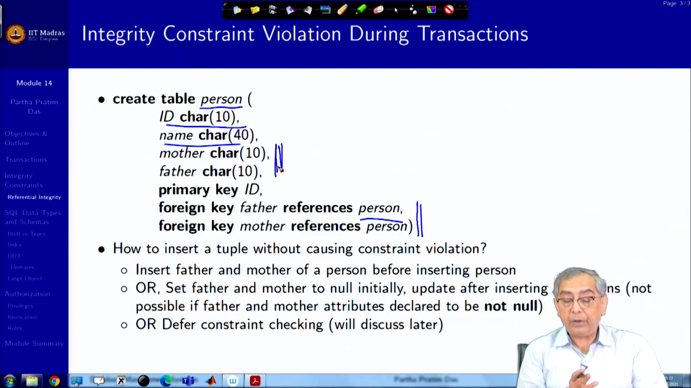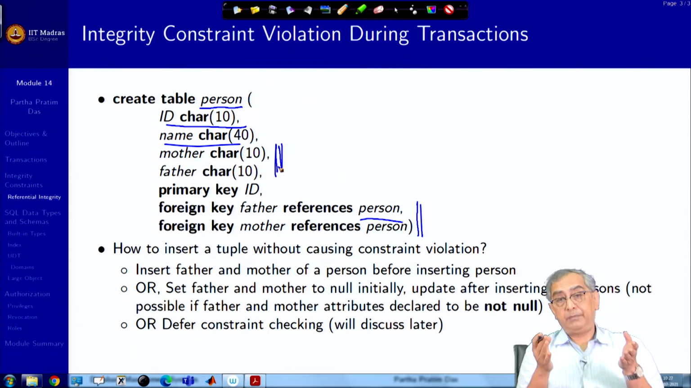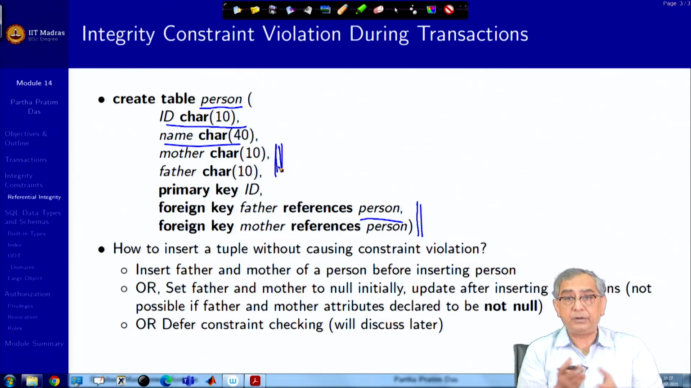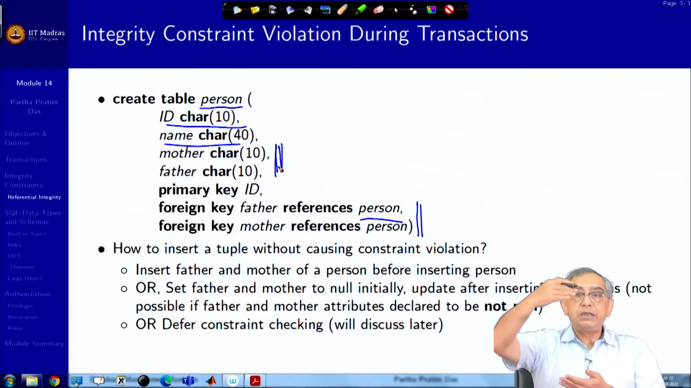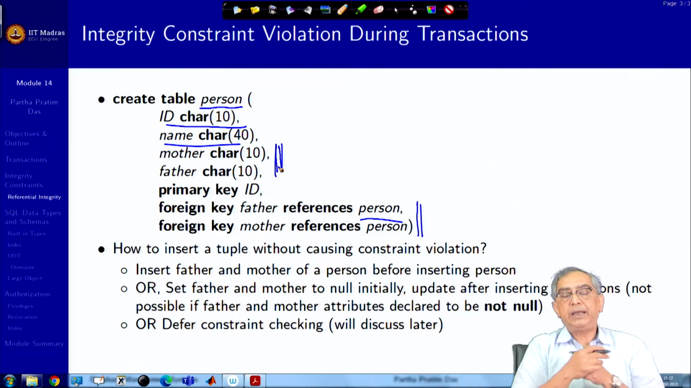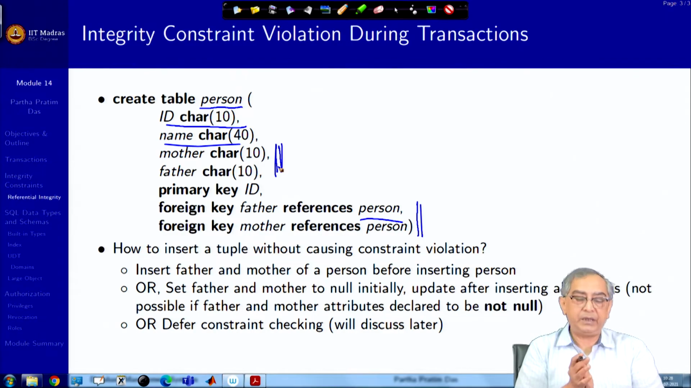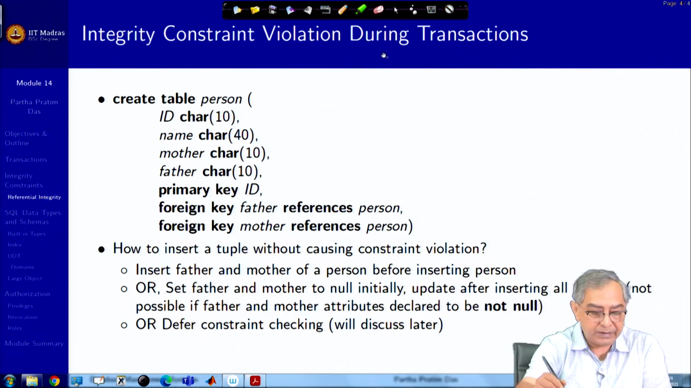So, how do you do an insertion without causing a constraint violation? One way would be to insert the father and mother of a person before inserting that person. That is one possibility. The other is you could set them as null, if these fields are not declared not null. But if null is not allowed, then even if you take this first strategy of inserting the father and mother before inserting that person, that chain will continue, right. The father and mother individually, when they are entered, their father and mother will also have to be entered. So, somewhere the chain has to end, and you will have to stop that chain and take care of that in the design. The other option is to defer the constraint checking. There are strategies of doing that, but we will talk about that at a later stage.